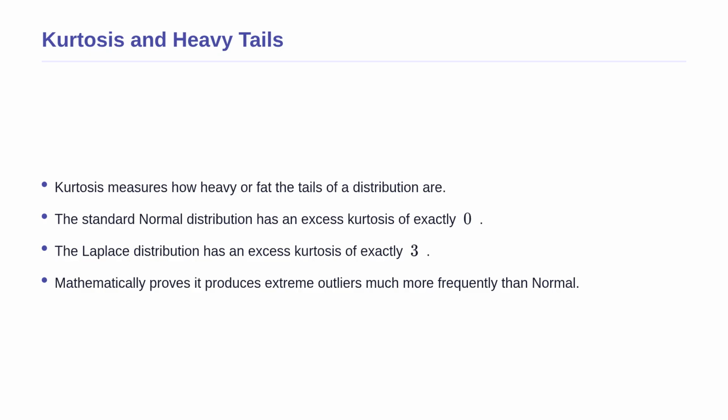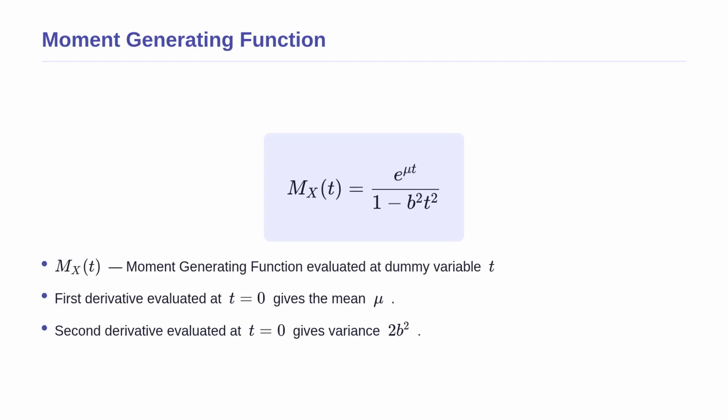To easily extract properties like the mean and variance from this shape, we use a mathematical DNA sequence called the moment-generating function. For the Laplace distribution, integrating the probability density function gives us this neat, closed-form fraction. The numerator shifts the distribution to be centered at mu, while the denominator captures the spread influenced by b. This formula is valid only when the absolute value of t is strictly less than 1 over b. By taking derivatives of this function, we can quickly find that the mean is exactly mu and the variance is 2 times b squared.